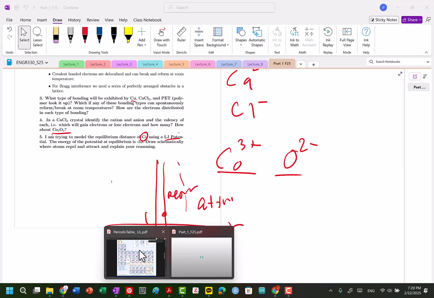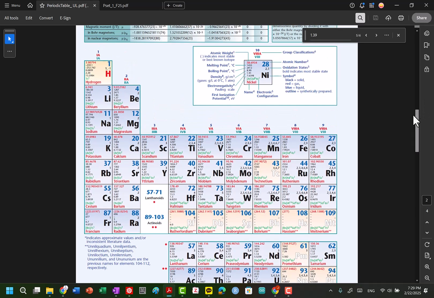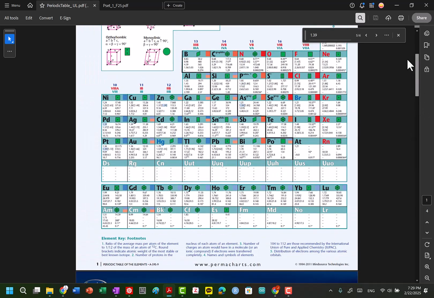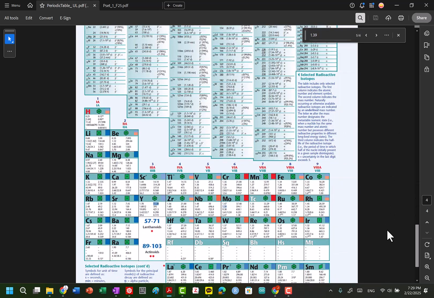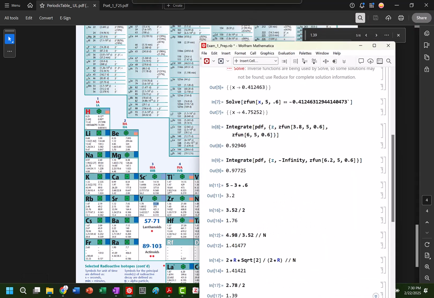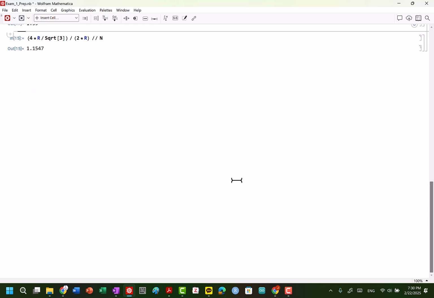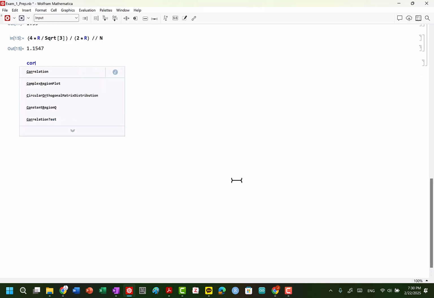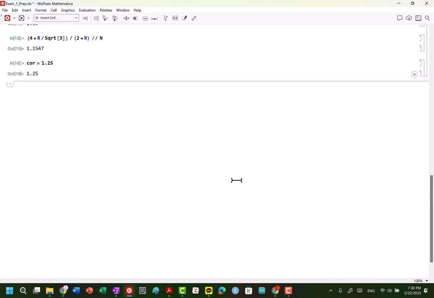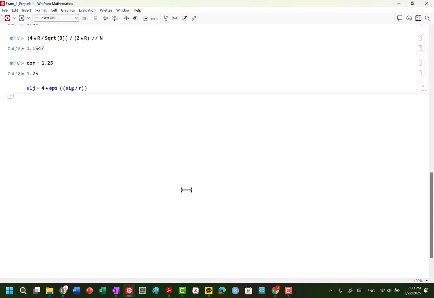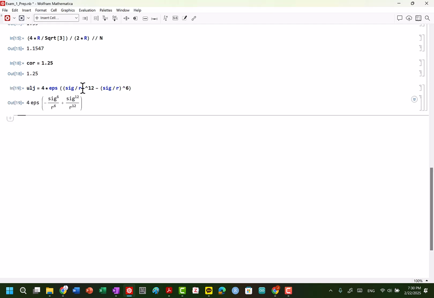Cobalt has a metallic radius of 1.25. So our Co radius is equal to 1.25. So we know that in our Lennard-Jones, U_LJ is equal to 4 times epsilon times sigma divided by r to the 12th minus sigma divided by r to the 6th. So this is our Lennard-Jones potential.